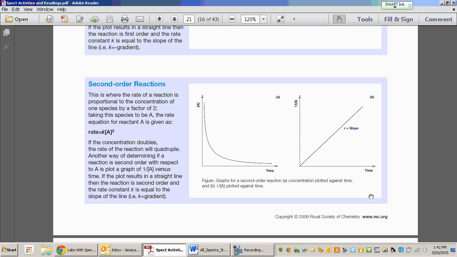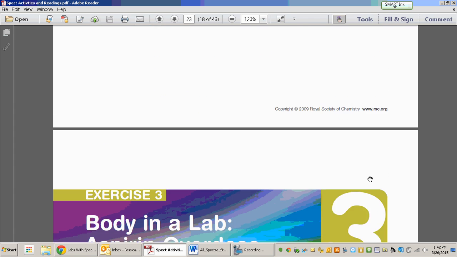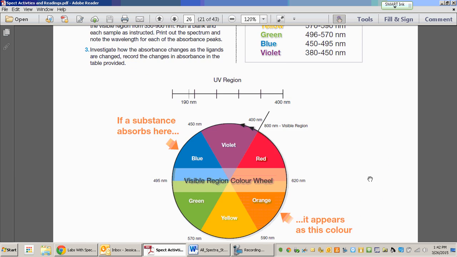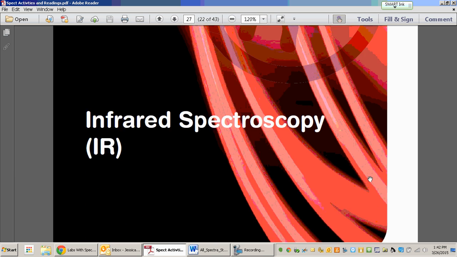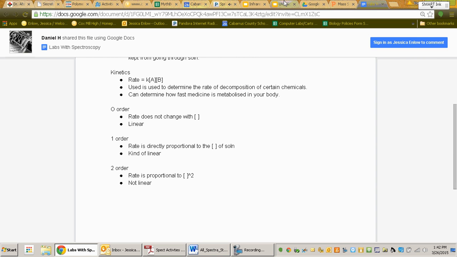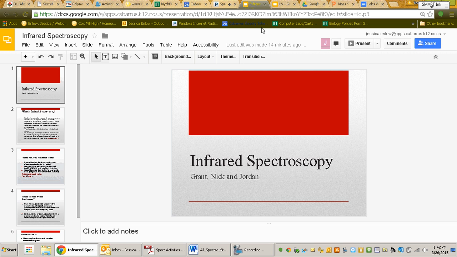That's good for the first 2 groups. Yay! Next groups. It's in order, so not this one. I think infrared. Okay, infrared. This group. Okay, you guys can present.